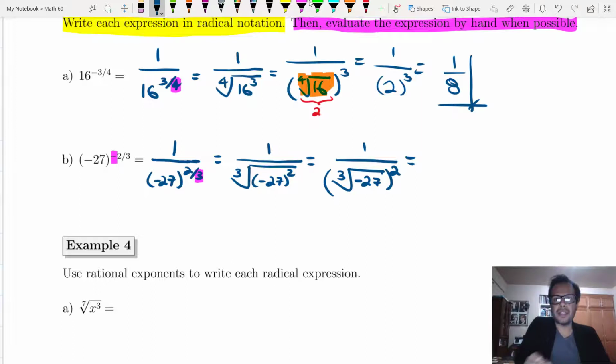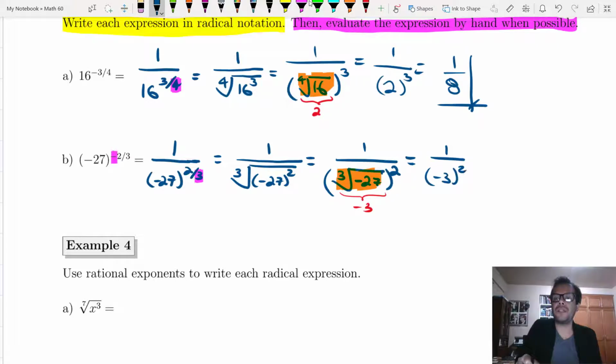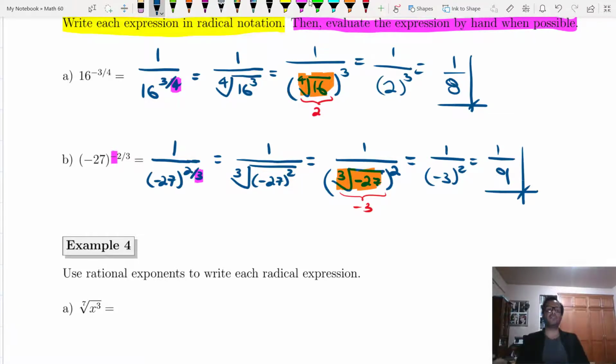Let's find out what the cube root of negative 27 is. In other words, what number raised to the third power would give me negative 27? This is negative 3. So I'm going to write 1 over negative 3 to the second power equals 1 over 9. So 1/9 is our final answer.